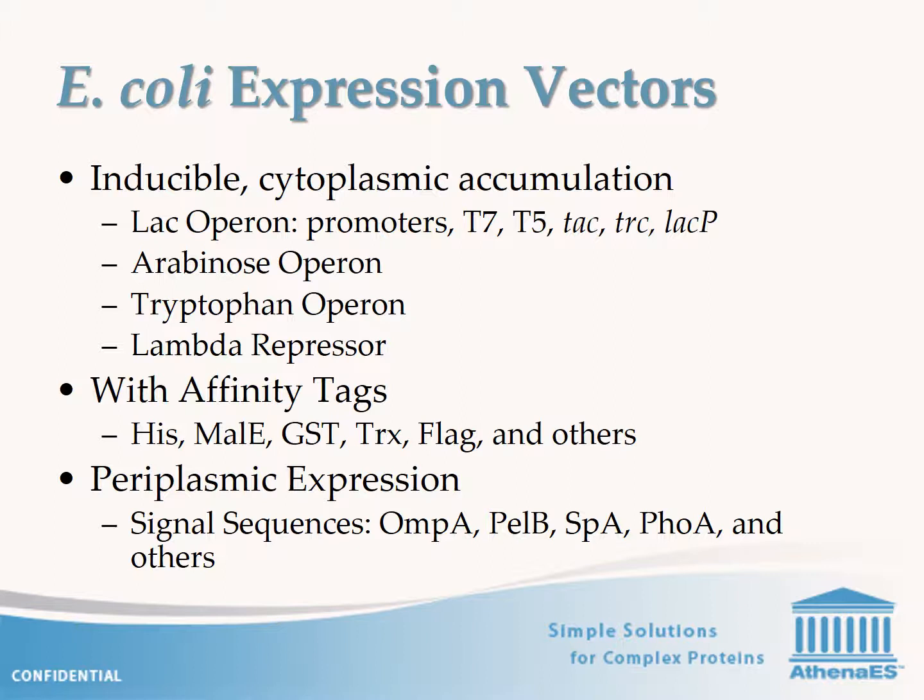Often it is desirable to fuse the target protein to an affinity tag. This tag can simplify the downstream purification, and in case of the maltose binding protein MAL-E, the glutathione transferase GST, and thioredoxin TRX, can sometimes keep the desired protein in a soluble form, thereby improving recovery of active product.